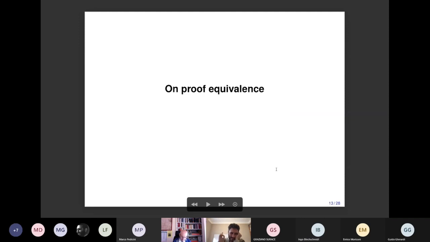And so, as I told, I'm taking a different approach: before saying which one is simpler, let's understand when two proofs are the same. Because they may be of the same length, but they can still be different proofs. And if you have two proofs which are the same length and they are not equal, how can you state which one is simpler? So let's first understand the problem of proof equivalence.